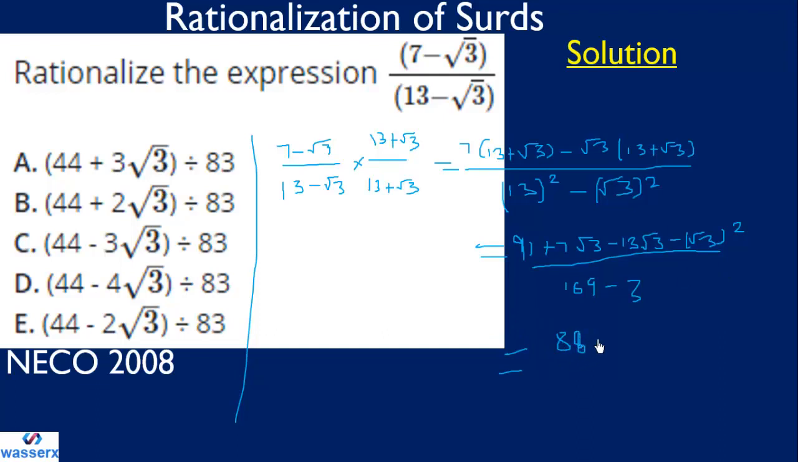So this gives us 88 minus 6 root 3 all over 166. So dividing through by 2, we obtain 44 minus 3 root 3 all over 83. So the correct answer is C.